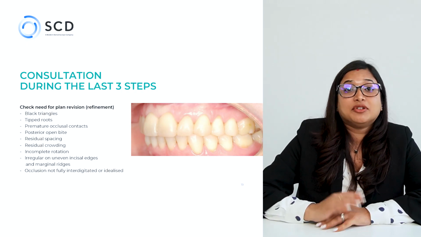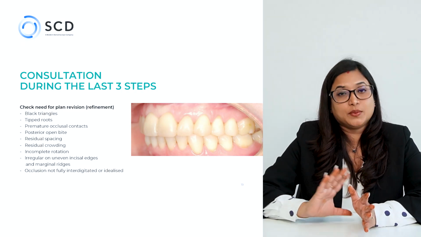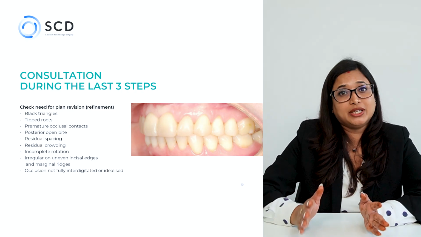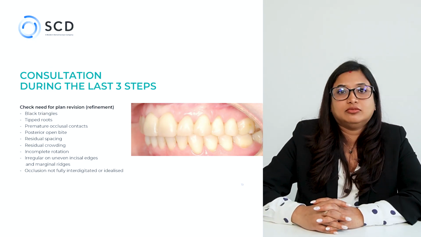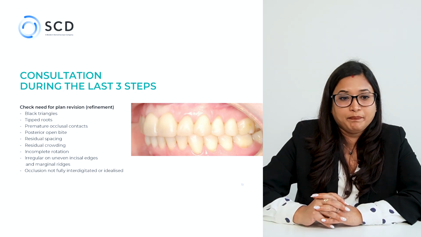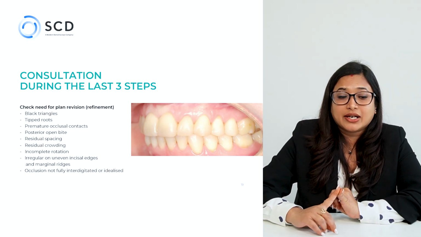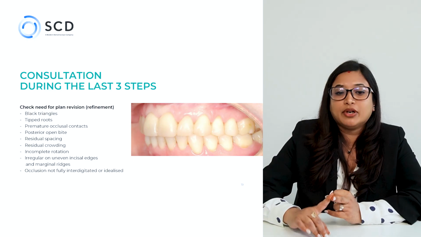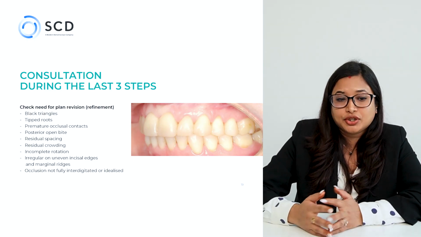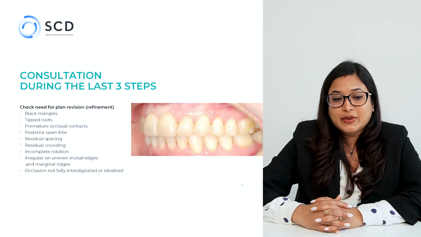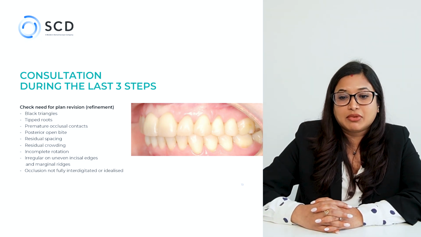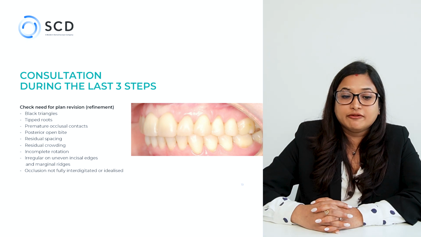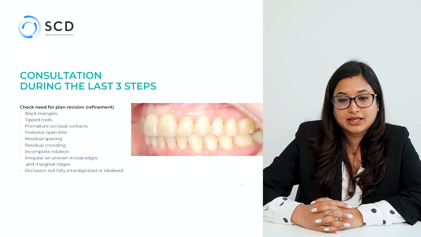Okay, now the final consultations that we need to do for the patient is usually during the last 3 steps. We need to check if there is a need of planned revision by checking if there are any black triangles, tipped roots, premature occlusal contacts, posterior open bite, residual spacing, incomplete rotation, irregular or uneven incisal edges and marginal ridges, and occlusion not fully interdigitated or idealized.